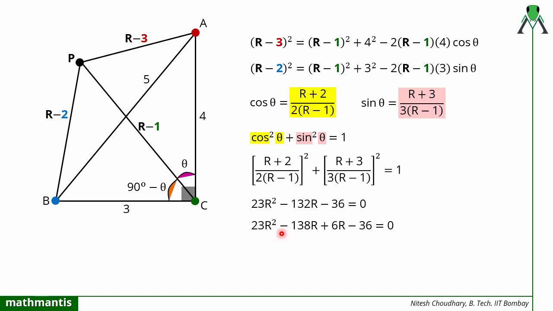Take 23r common here, it will become r minus 6. Take 6 common here, it will become r minus 6. So r minus 6 will come common, and it will become (23r plus 6) multiplied by (r minus 6) equal to 0. The radius cannot be negative, so this factor cannot be 0. So r minus 6 must be 0, and that gives the radius equal to 6. So we have found the radius of the larger circle that was given in the original question.